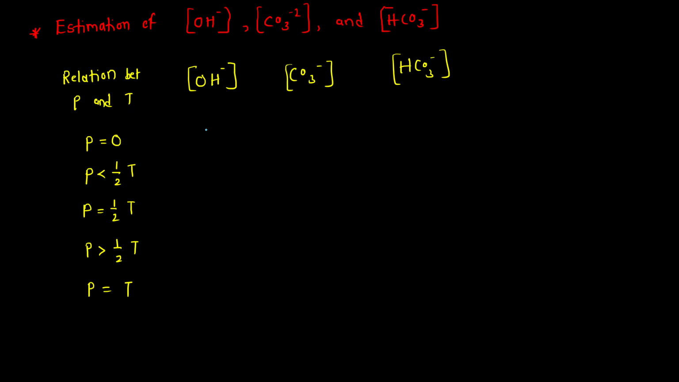So when P is equal to 0, OH minus concentration is 0, CO3 minus 2 is 0, and bicarbonate is T. Similarly, the other values are 0, 2P, T minus 2P; then 0, 2P, 0; then 2P minus T, 2T minus 2P, 0; and last is T, 0 and 0.